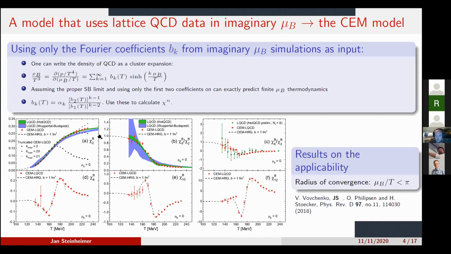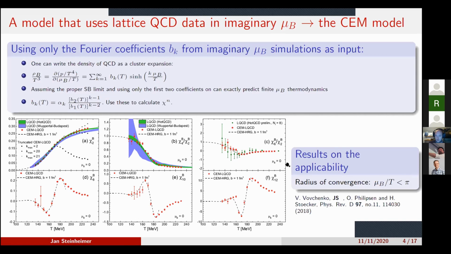And so it works quite nicely for the second and fourth order, and for the sixth order it also works rather nicely. And then you can make some predictions of what happens at higher orders of these susceptibilities. And so if you do this, what you find is that you can expand your pressure in terms of real chemical potential. However, you can only expand it to a certain radius of convergence, right? Because every expansion has this radius of convergence.